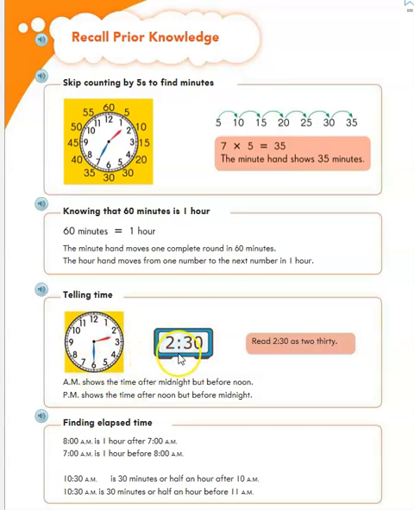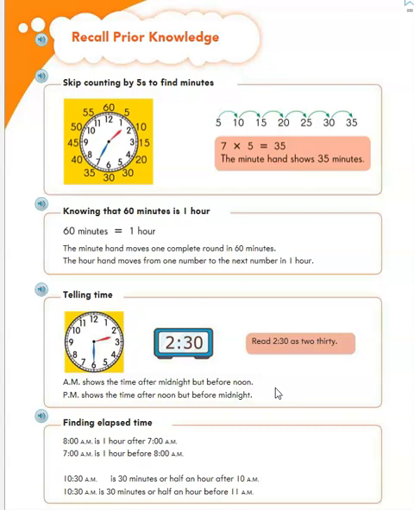And at home, a lot of us have digital clocks that look like this, so they just tell us the numbers. But we definitely also want to know how to be able to tell time on a clock like this. So when we're telling time, we would say this as 2:30. And then it also tells us AM is the time after midnight but before noon, and PM is the time after noon but before midnight.